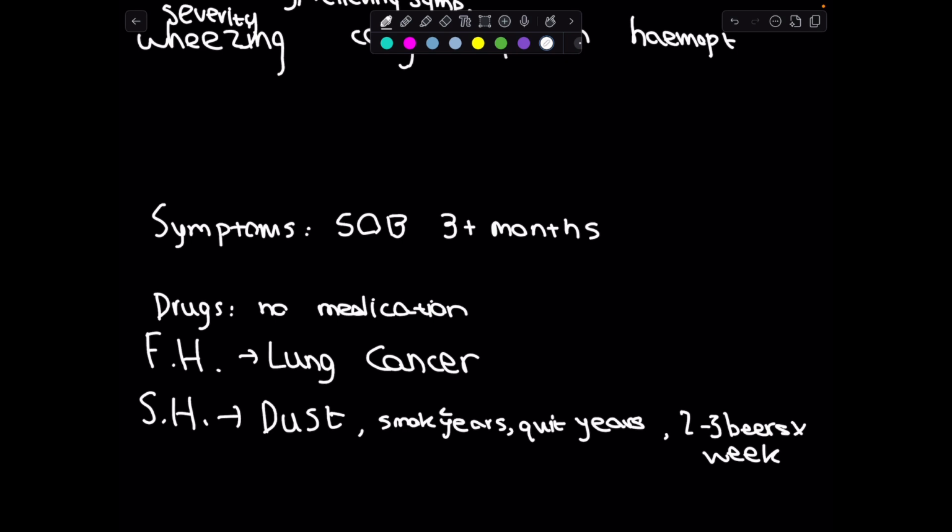I want to do a bit of a systems review. So his main problem is the respiratory. Does he have any chest pain? Does he have any other cardiovascular symptoms?